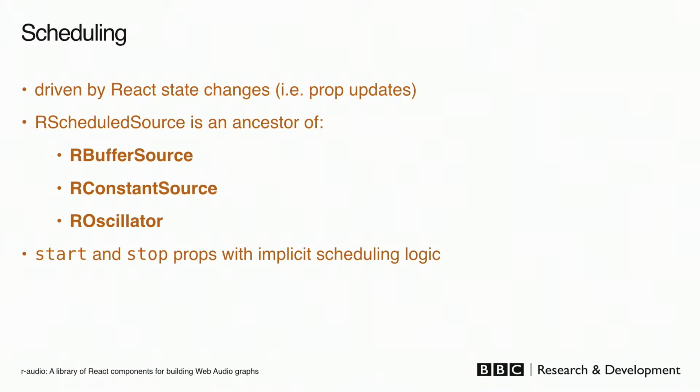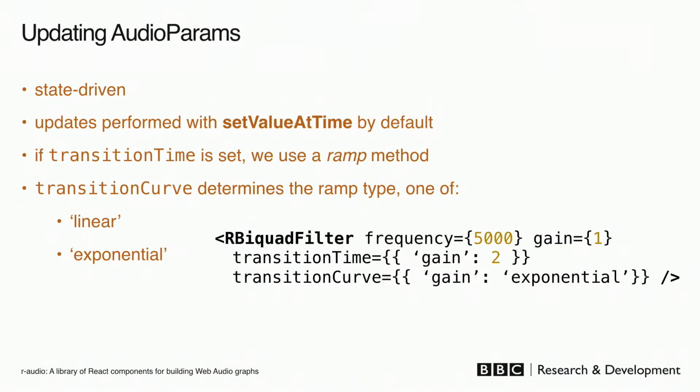With scheduling, this is interesting because, again, we don't want to have direct access to the audio node objects. So we just use React props, which are basically parameters. What you would do is create a buffer source and say start at time 0. If you do that, it will actually start playing. If you don't pass the prop, it will just sit there. It will be connected, but it won't start playing.